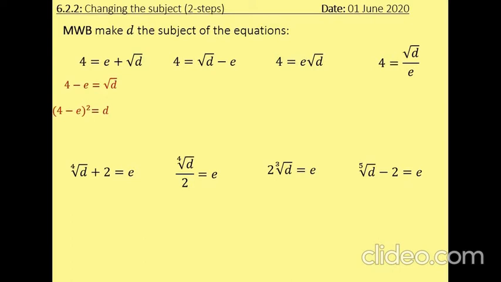Next, we can see that D is being square rooted and then E is subtracted. So we work backwards. We add E to both sides, and then we square both sides.